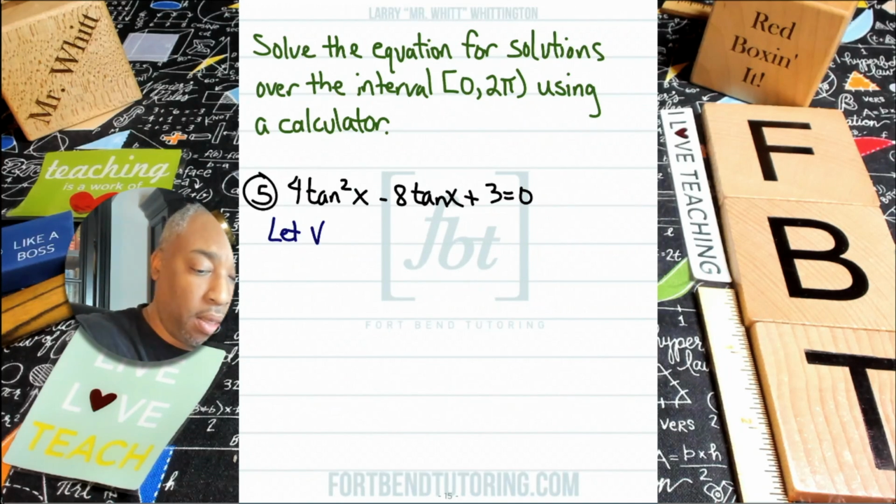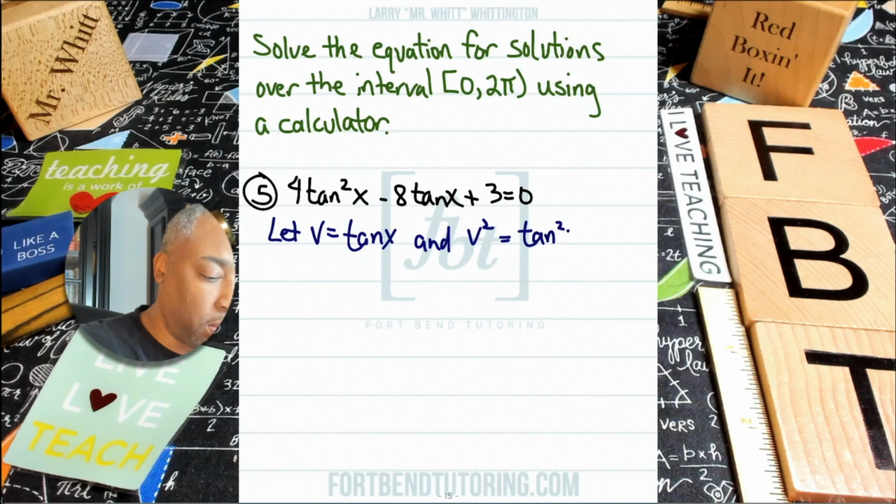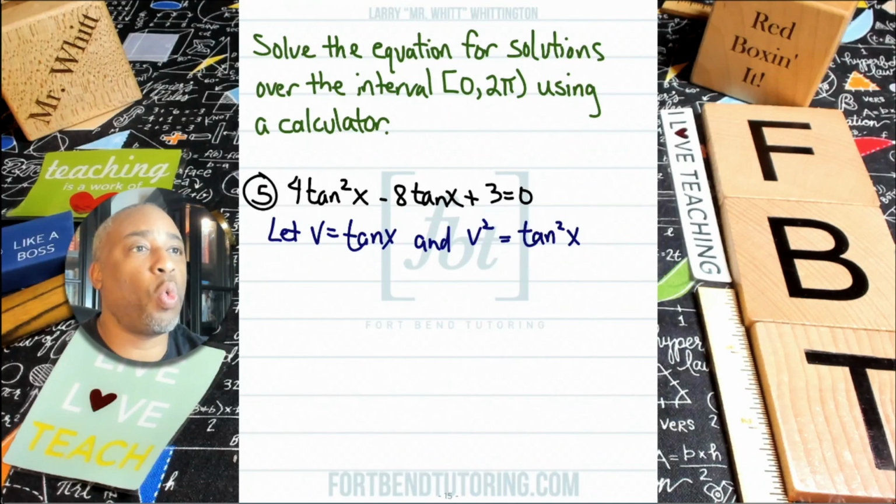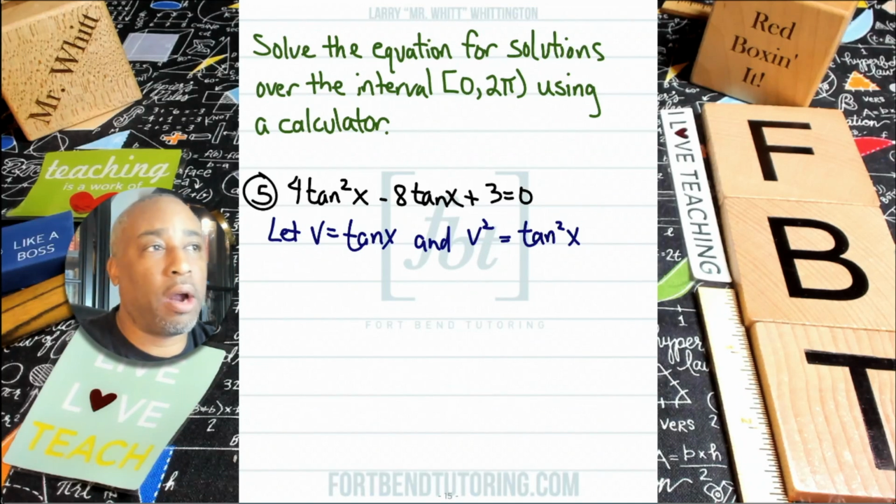So let's go ahead and talk to the reader, shall we? Let v equal tan of x. All right, and just to make sure that we're clear about that, v squared is going to be equivalent to tan squared x. So talking to the reader, letting them know what we want to do with the problem by creating our own variables and assigning values to those variables.